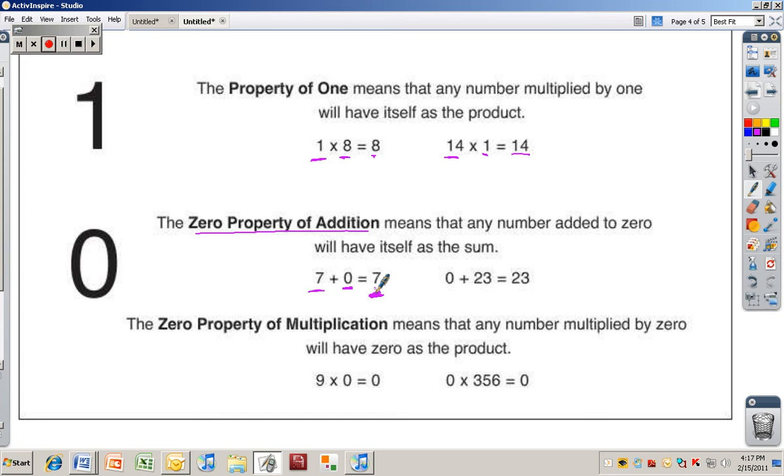The 0 property of multiplication means that any number multiplied by 0 will have the 0 as the product or the answer. 9 times 0 is 0. 0 times 356 is 0. 10 million times 0 is 0.